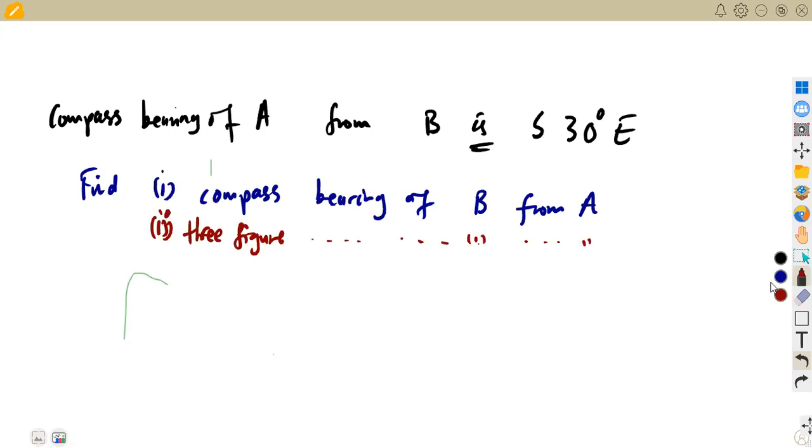We can be given information from compass bearing. What is important is the information that you are given. How are you going to relate?